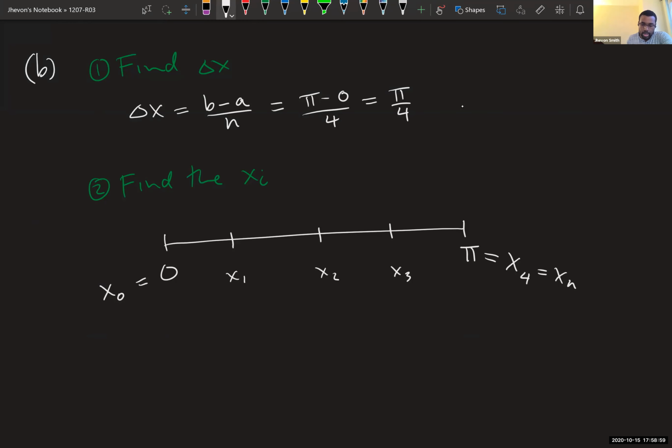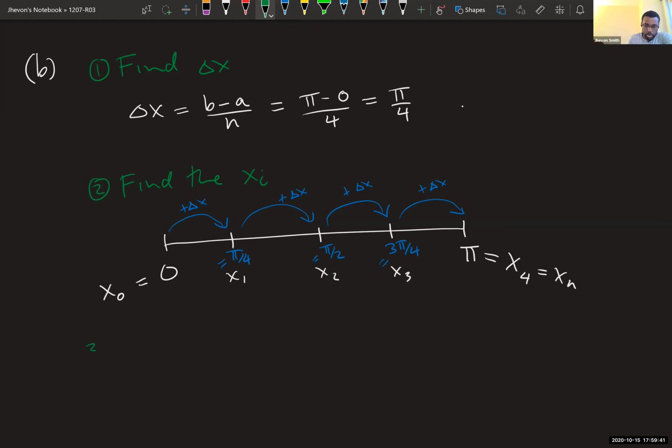Now, how do we find that? Well, you add the delta x. You start at the left endpoint and you add delta x, and then you add delta x, and then you add delta x. You just keep adding delta x. Your delta x in this case is pi over 4. So when I add delta x, I get pi over 4. Here I get 2 pi over 4. Here I get 3 pi over 4. And here I get 4 pi over 4, which is pi. So those are the xi. This here is your x1, that's your x2, that's your x3, that's your x4.